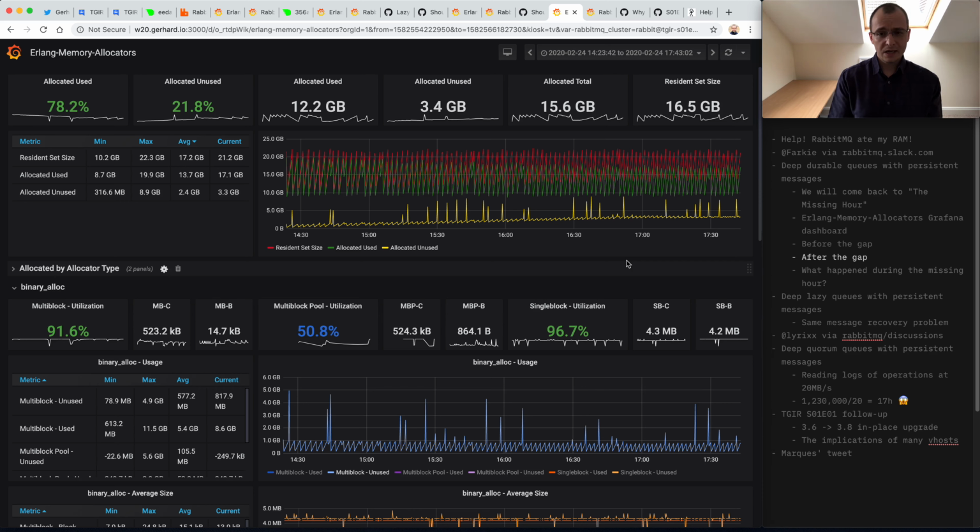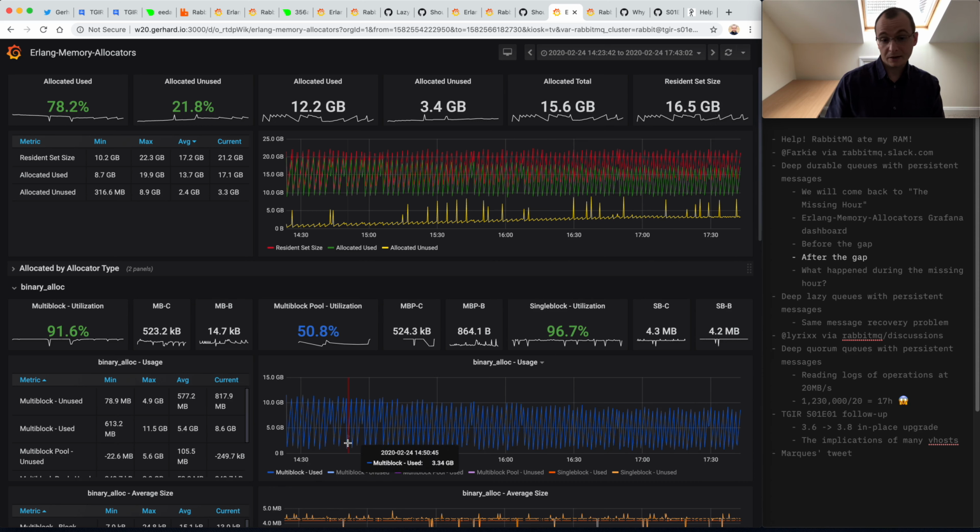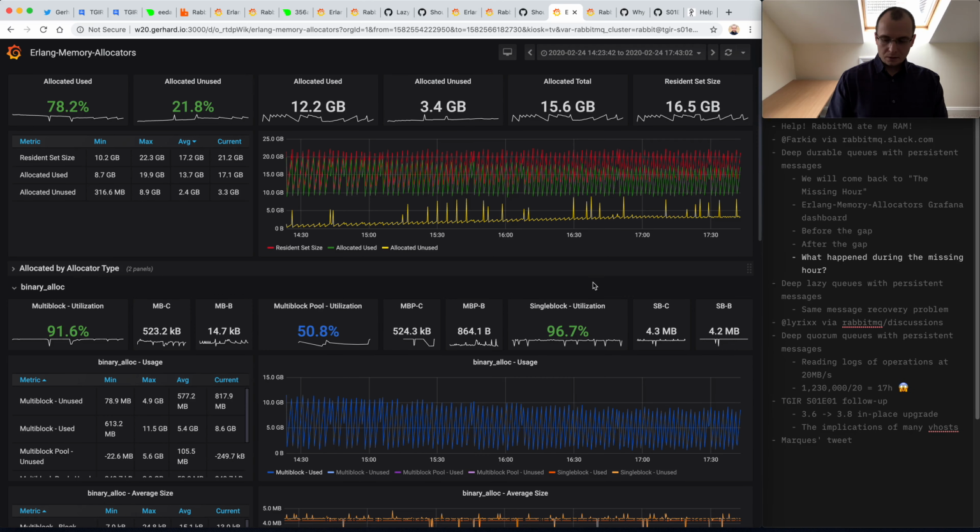And the other one, the eheap one, which is used for processes, again, it's not a lot, so there's no surprises here. I suppose the only thing which corresponds to these spikes is the binaries. So messages being evicted from memory.